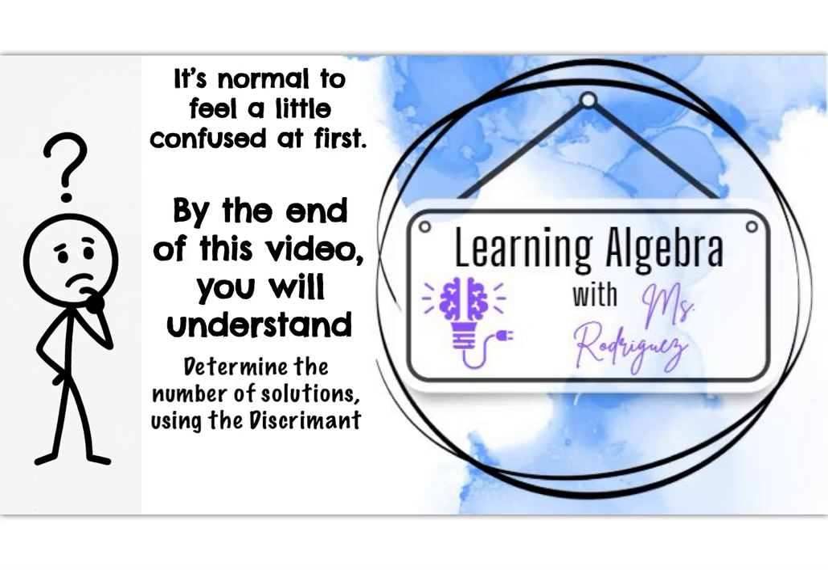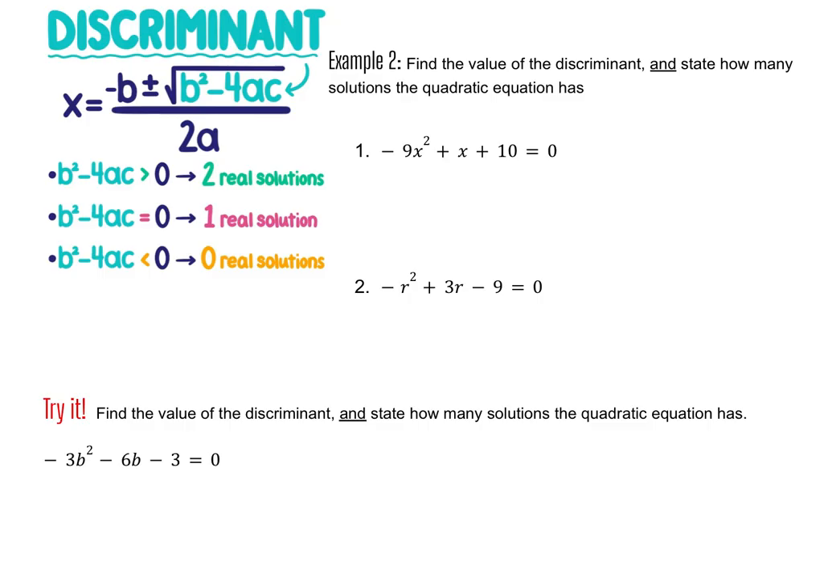By the end of this video, you will understand how to determine the number of solutions using the discriminant. Here we want to find the value of the discriminant and state how many solutions the quadratic equation has. So not only do we want to find the value of the discriminant, but then we want to use that number to determine if we're going to have 2 real solutions, 1 real solution, or 0 real solutions.